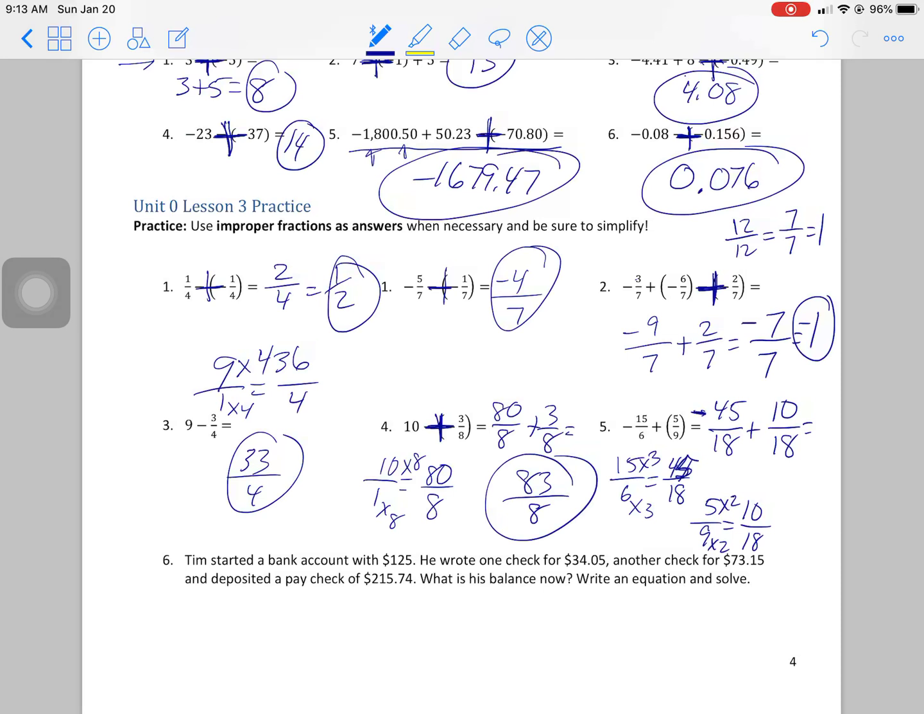All right, back to the adding and subtracting thing. We have a negative 45 plus 10. Our final answer is going to be over 18. So let's see, 35. It's going to be a negative 35 over 18. Is that reducible? Not a 2, not a 3, not a 7. Nope. Nope.